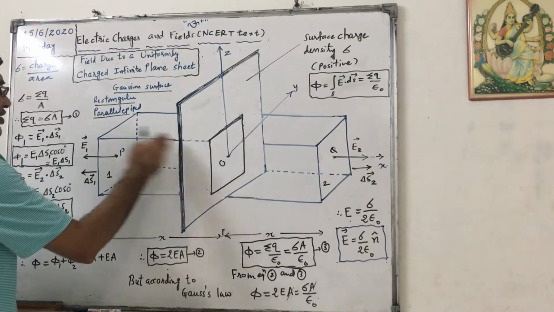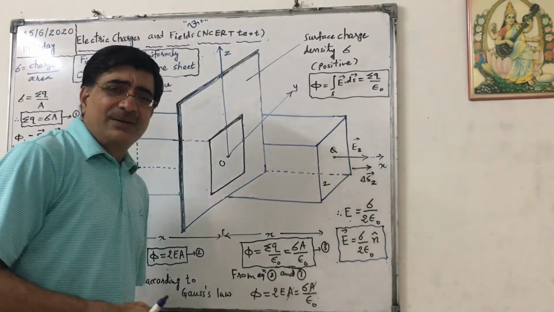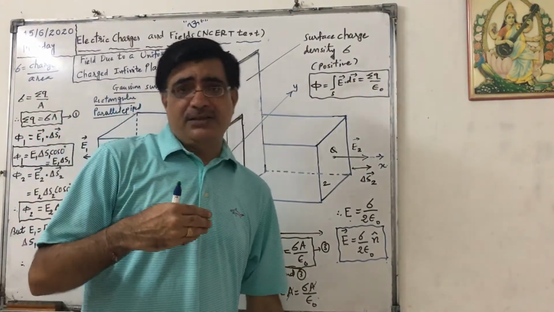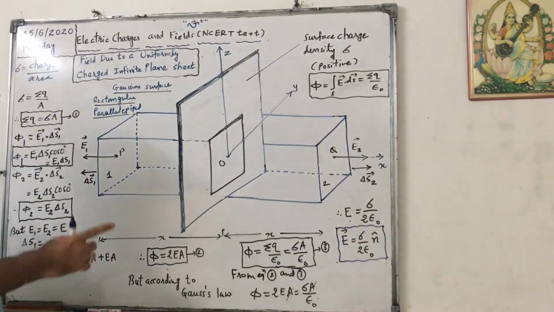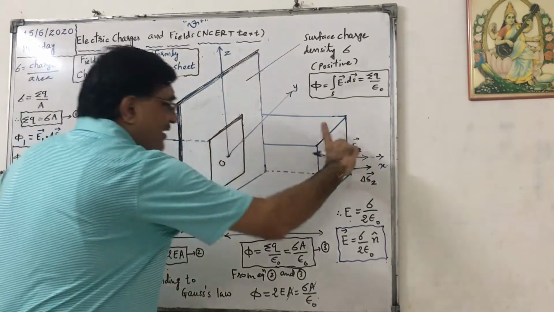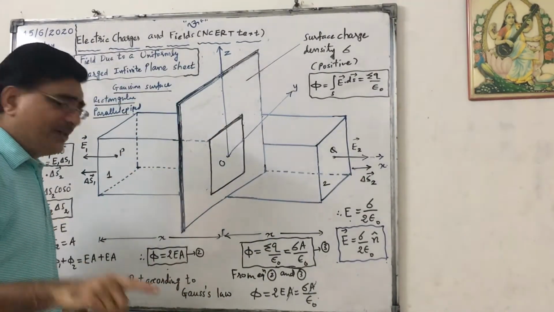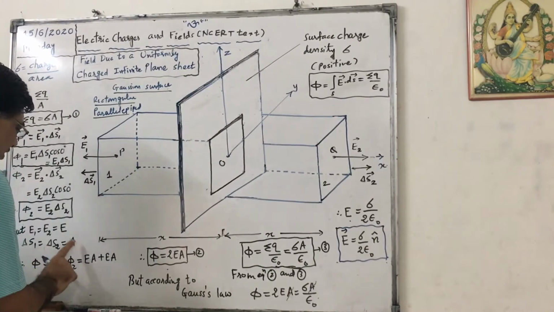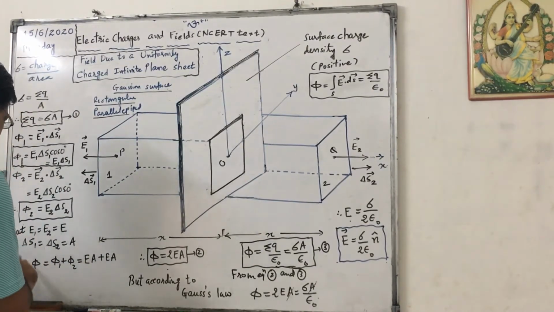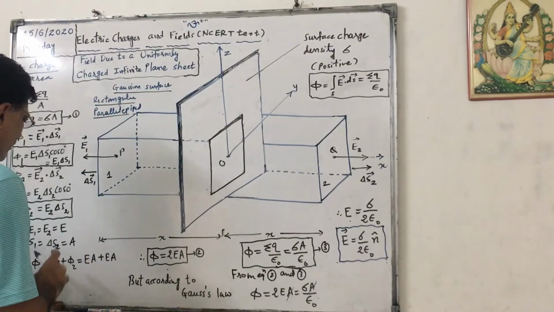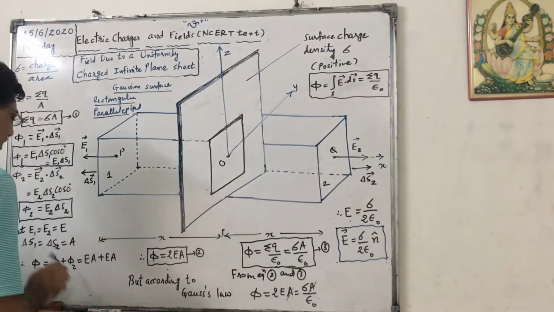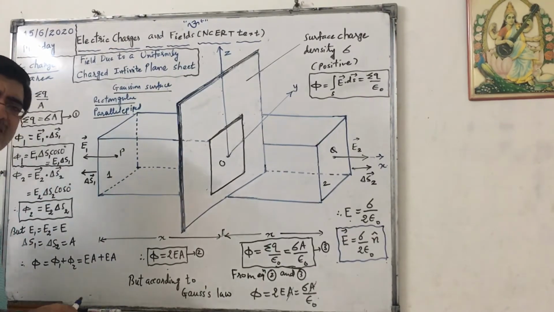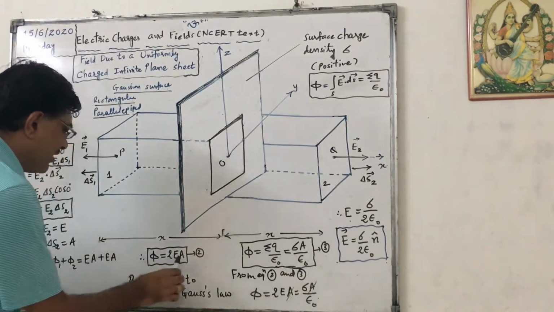But we know that E1 and E2 are equal from the symmetric distribution. So E1 equals E2 equals E, and we know that the areas of these two are the same as far as magnitudes are concerned. So delta S1 equals delta S2 equals capital A. Putting values, the total flux will be equal to flux 1 plus flux 2. Flux 1 is E1 delta S1, which is now EA. Similarly, flux 2 is also EA. So net flux will be equal to 2EA.